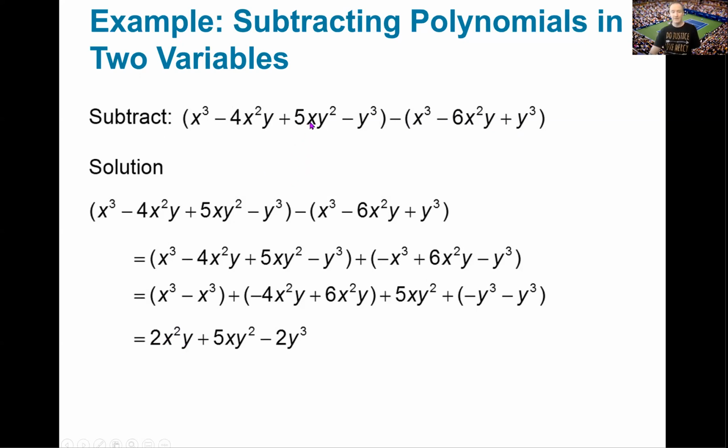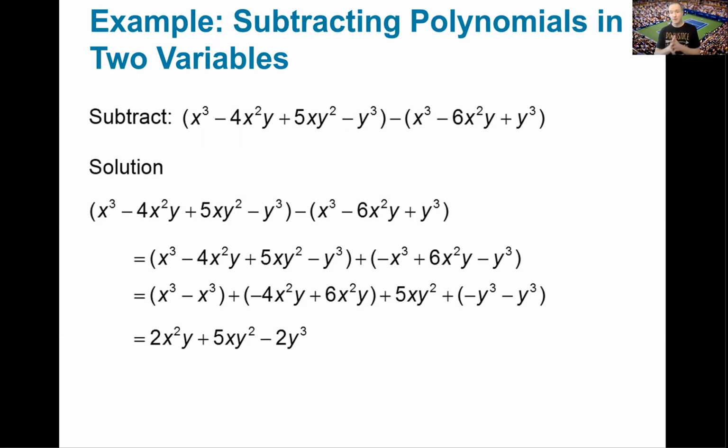Now I have a 5xy to the second. There is no like term with that, so it just gets brought down. And then I have a minus y cubed, and I could see a lot of people messing up here. It's a minus y cubed, but then I'm subtracting a positive y cubed. Well, negative y cubed minus another y cubed is going to be minus 2y cubed. And you would get to your final polynomial answer of 2x squared y plus 5xy squared minus 2y cubed.